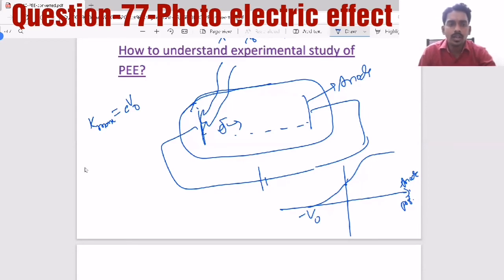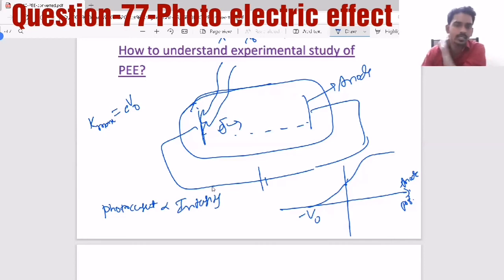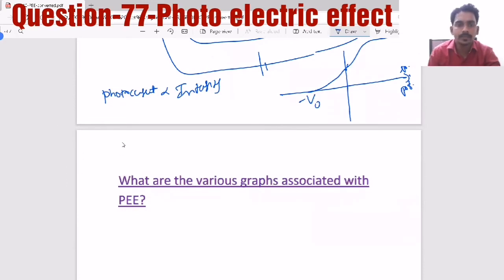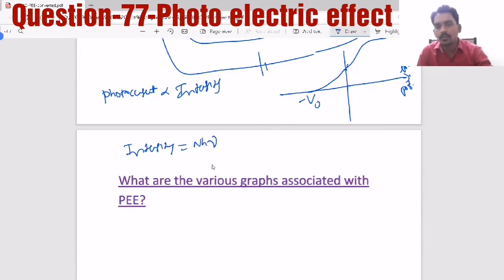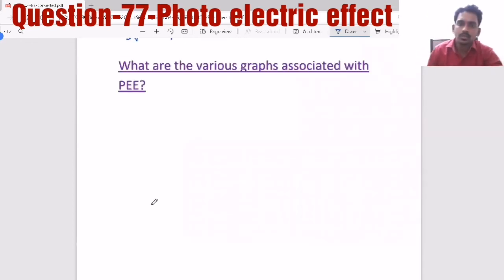So here also you will understand that photocurrent is directly proportional to intensity. So as you change the intensity, then photocurrent also changes, because intensity depends on number of photons. So intensity equal to N h nu. So more number of photons, more electrons, then more photocurrent will come. Now, based on that, they will ask different graph based questions.